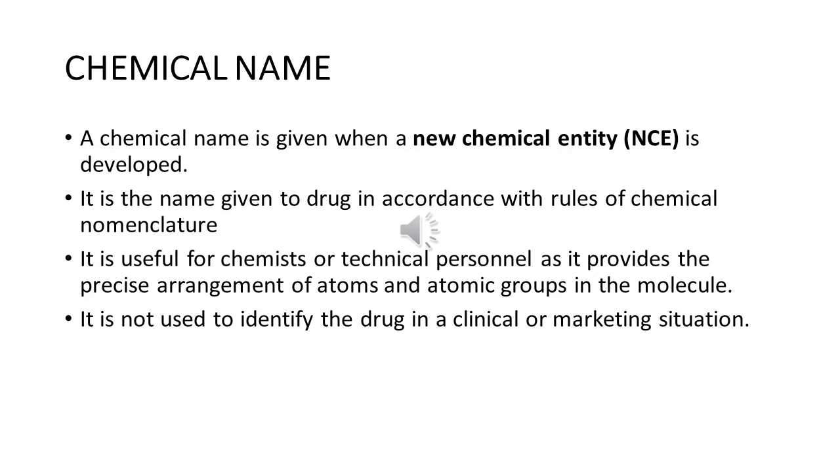When a drug first appears, it is a chemical substance, and it is not known whether it may be a drug. It must be tested on animals and humans to prove that it is a drug and can later be licensed for human use. It is useful for chemists and for technical personnel as it provides the precise arrangement of atoms and atomic groups in the molecule.